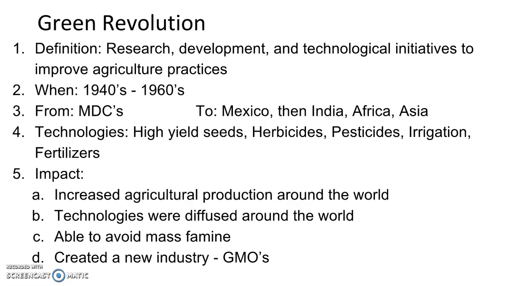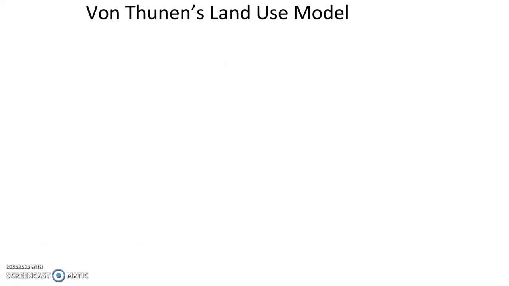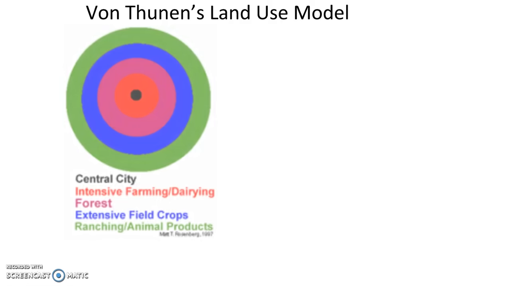And this led to the creation of an entirely new industry within agriculture, the GMOs, the genetically modified organisms. These high-yield seeds were really GMOs, genetically modified organisms. So this brings us to our next agricultural topic, which is von Thunen's land use model.